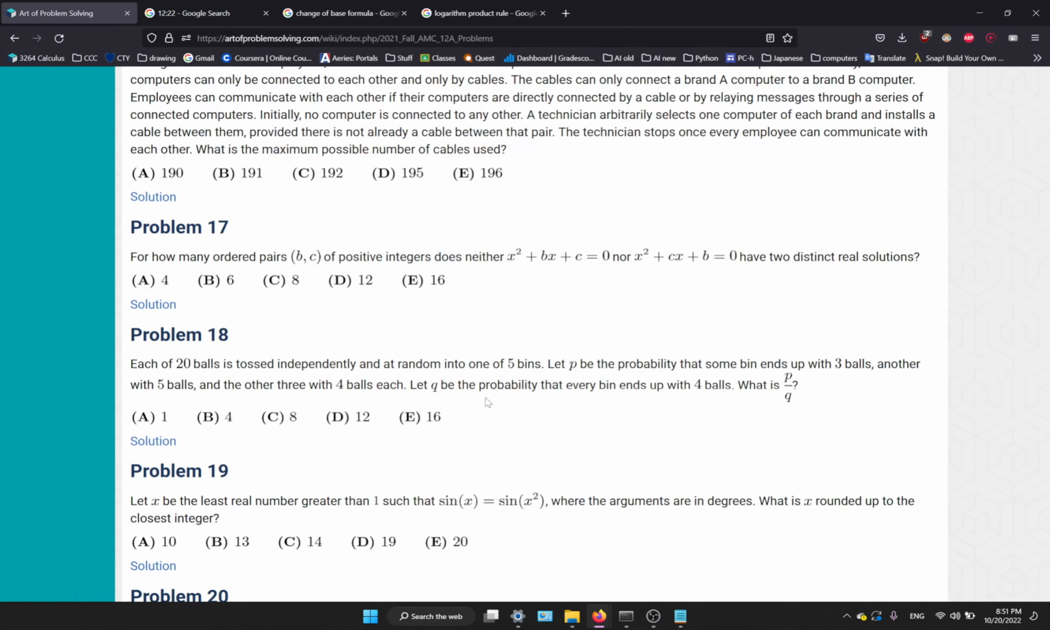I kind of goofed. Oh, my bad, my bad. That's 4 factorial to the.